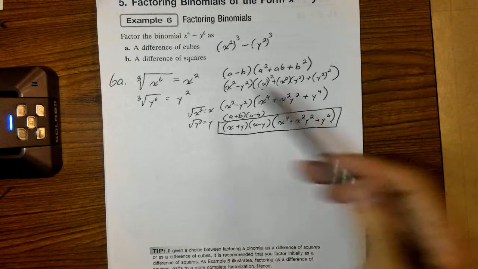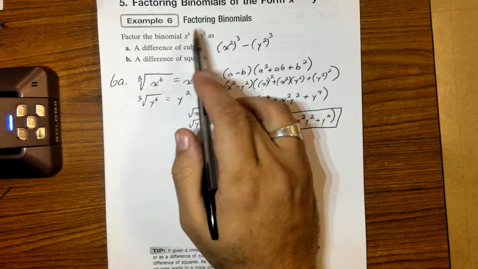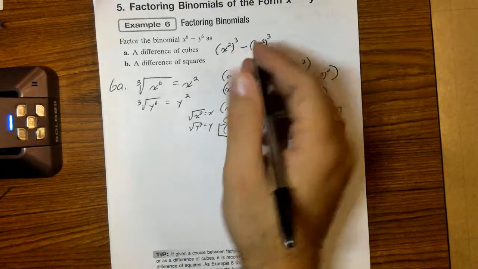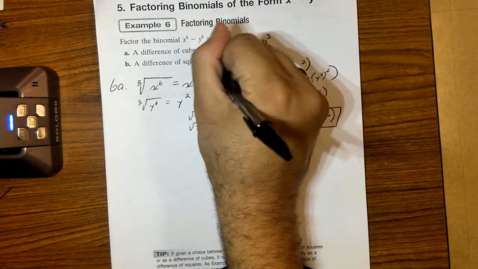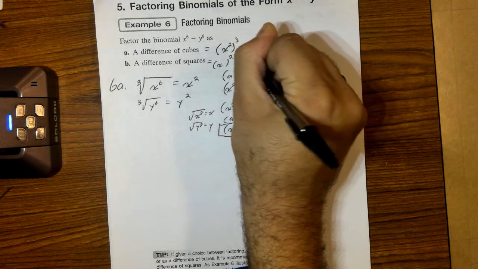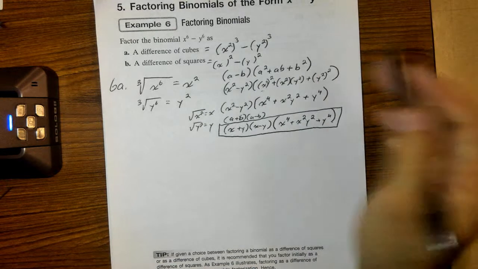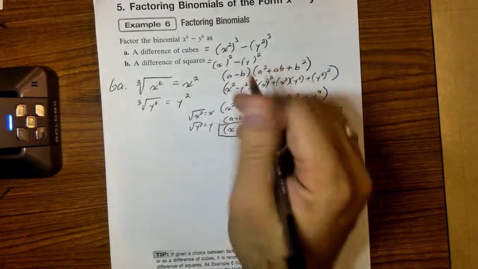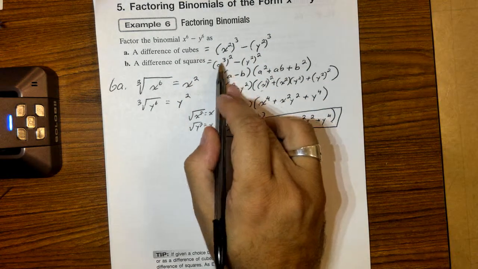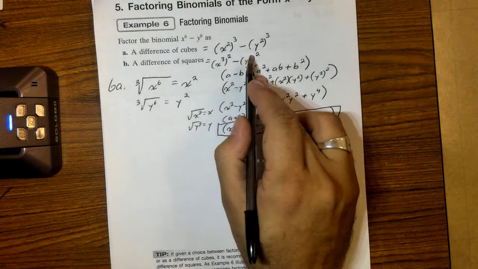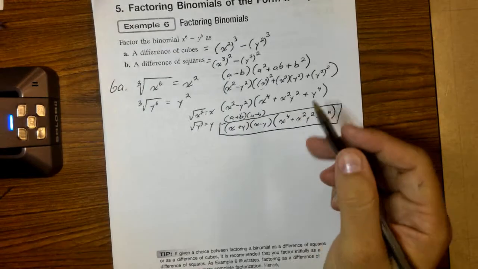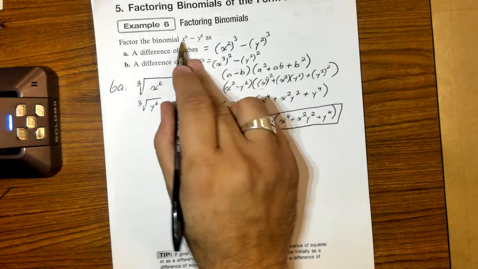For 6b, we're going to go back to the original problem, but we're going to factor it as a difference of squares. So that means we're going to be writing this problem as x to some power squared minus y to some power squared. That exponent is going to have to be 3 for both of these. X cubed times x cubed does give you x to the 6. Y cubed times y cubed does give you y to the 6. And so we're going to verify the square roots of each of these terms.